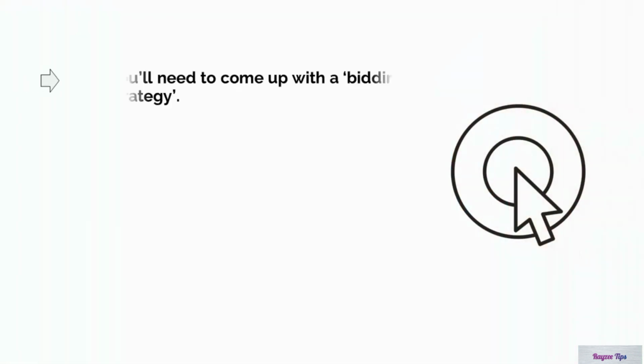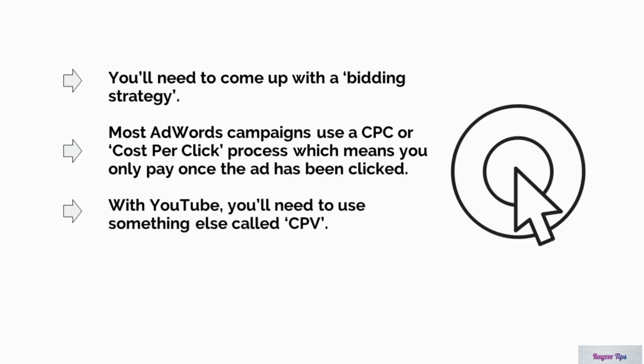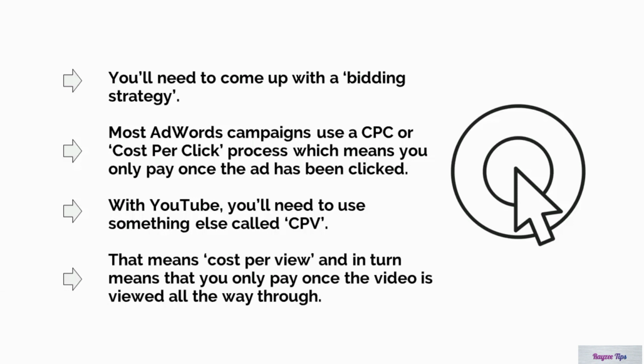So with this all linked, you'll need to come up with a bidding strategy. Most AdWords campaigns use a CPC, or cost per click, process, which means that you only pay once the ad has been clicked. With YouTube though, you'll need to use something called CPV. That means cost per view, and in turn means that you only pay once the video is viewed all the way through. We'll talk about this a bit more in a moment, but for now, all you need to know is that the amount you bid is the amount that you'll pay for each view. Your bid is your CPV, so it needs to be tied closely to your budget.